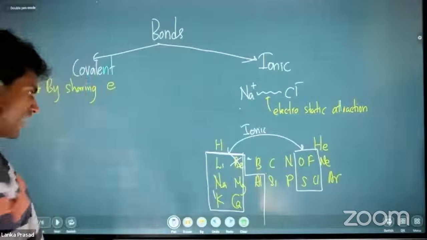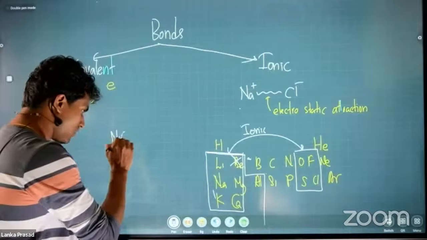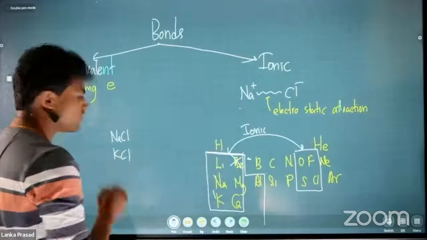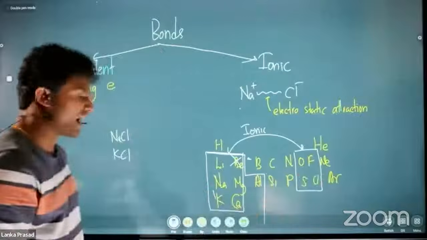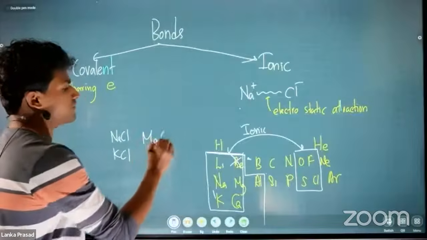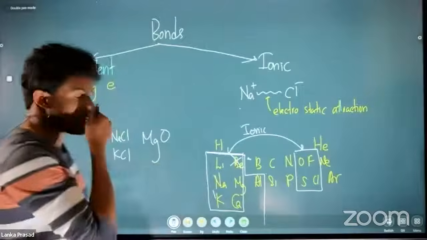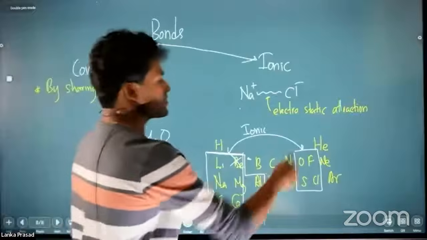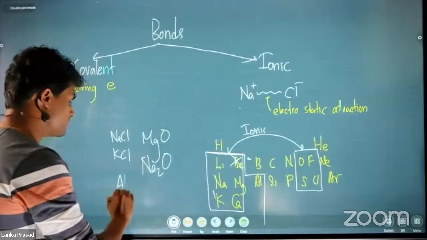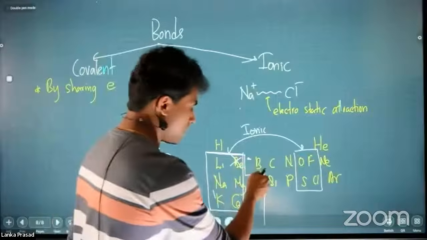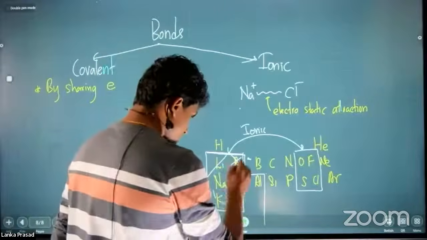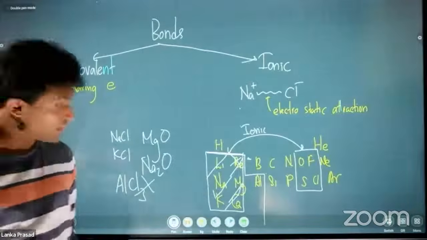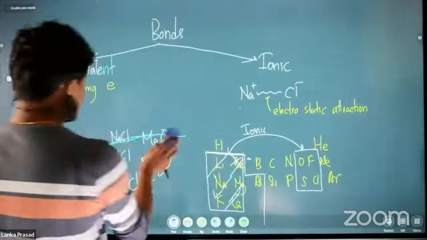That means, sodium chloride: sodium there, chlorine there. It's an ionic. Potassium chloride, potassium there, chlorine there. It's an ionic. Magnesium oxide, the magnesium there, oxygen there. It's an ionic. Then sodium oxide, sodium there, oxygen there. It's an ionic. Aluminium chloride, aluminium there. No, it's a covalent. Got it?